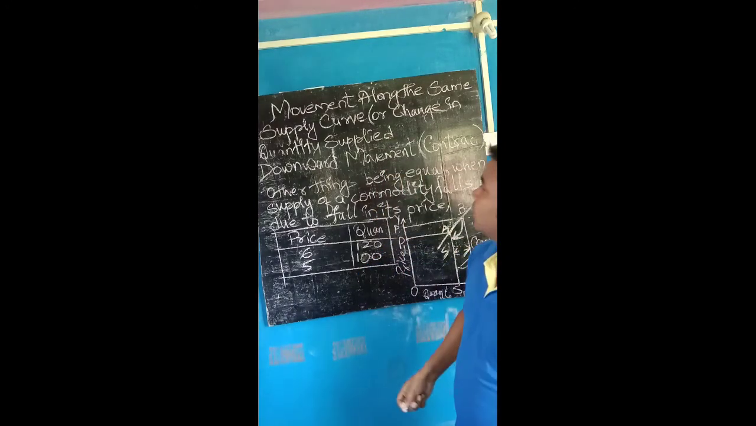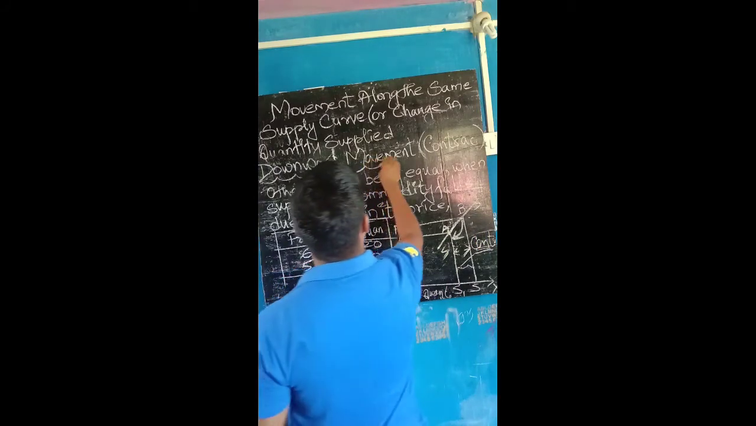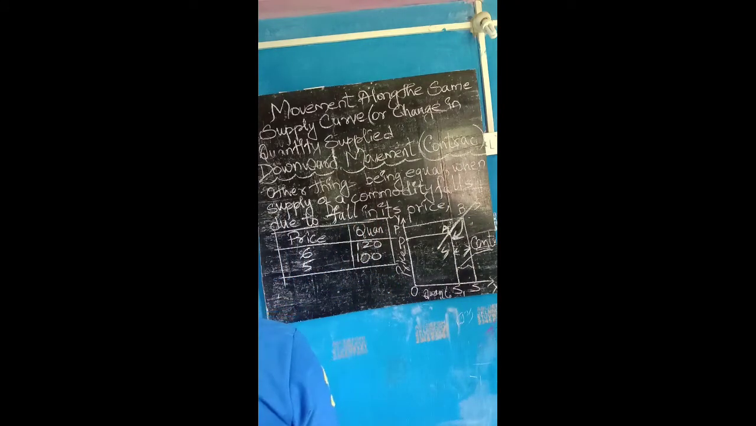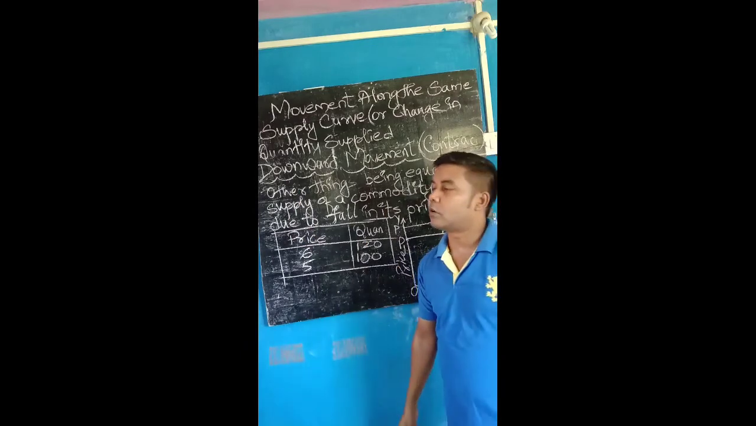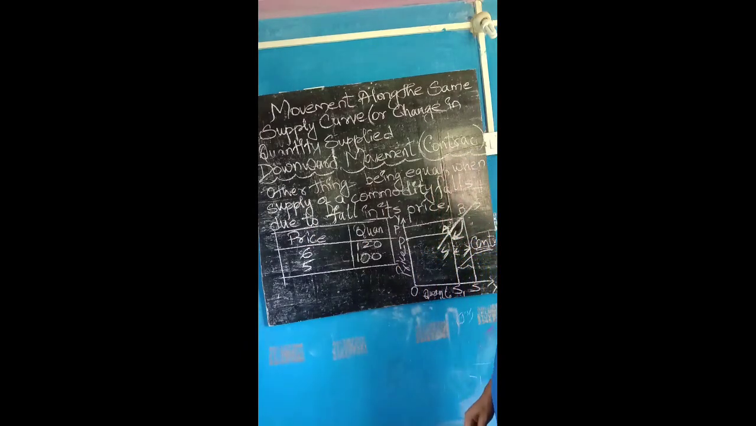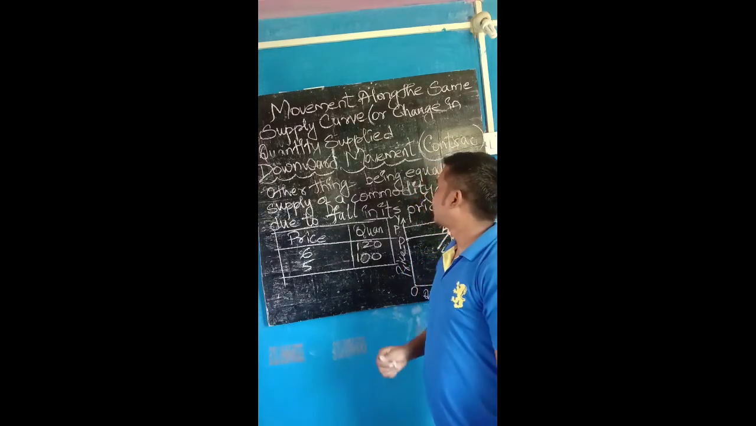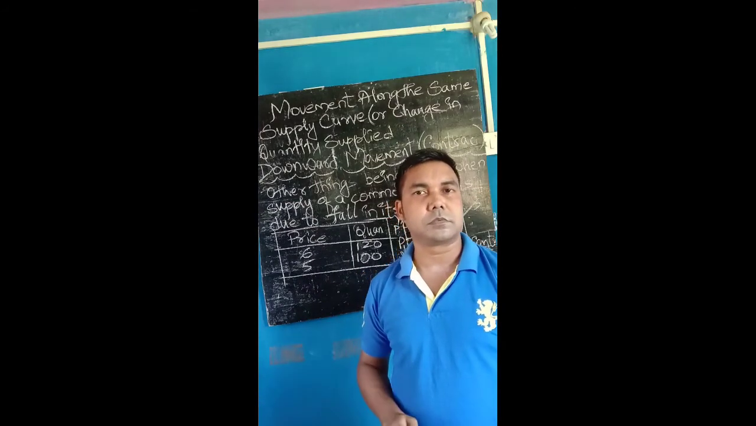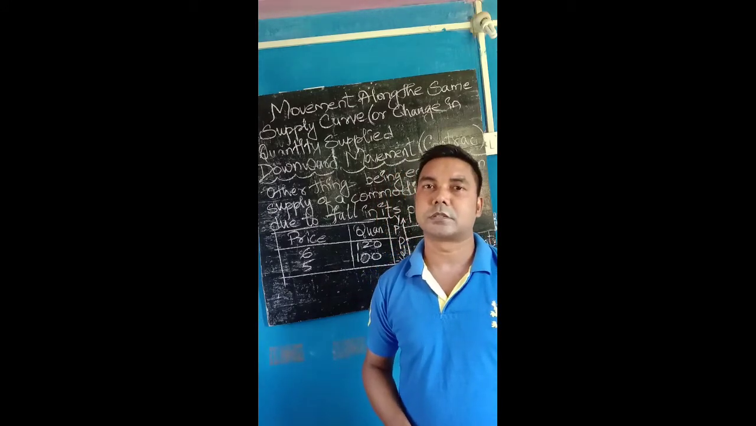Similarly, when you see the downward shift or downward movement or contraction of the supply curve, other things being equal, it happens when the supply of a commodity falls due to a fall in its price.